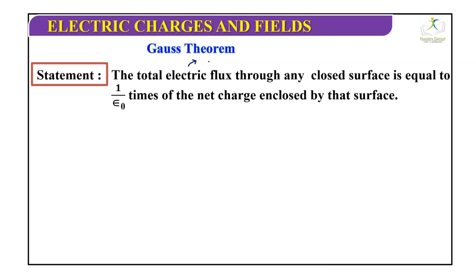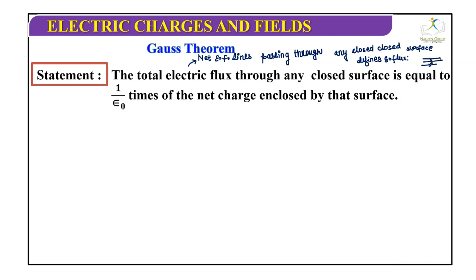But here, I just want to elaborate a little bit: the net electric field lines passing through any closed surface define the term electric flux. That means if these are the electric field lines and they pass through a particular surface area, then the outgoing electric field lines we will call the flux phi. So phi will be vector E dot S. We studied this in the earlier topics.